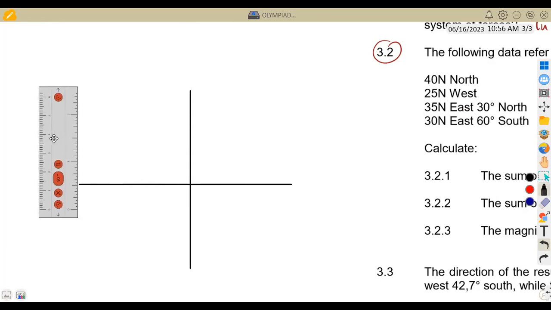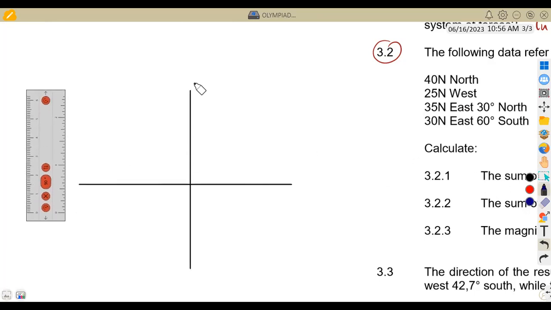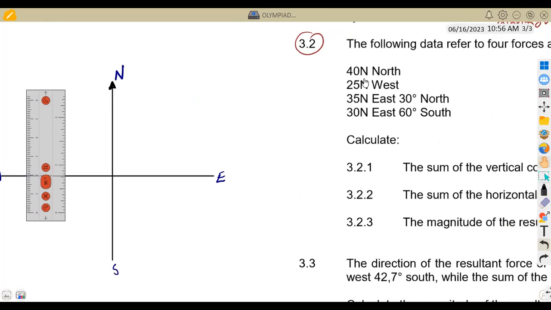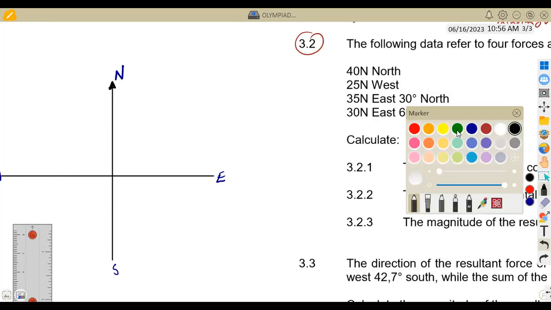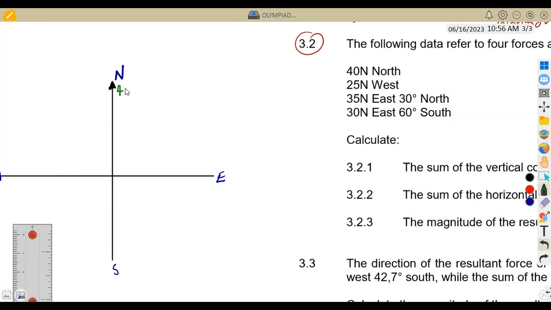This is our north and this is our south. We've got our east here and this is our west. Presented from our cardinal points, we are given that the first is 40 Newton and it's north, meaning to say it's in the same north line. So we've got 40 Newton directly in the north line, so there's nothing that you're going to do on this one.